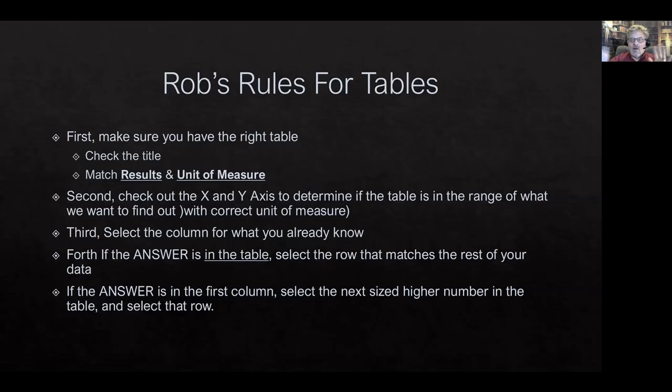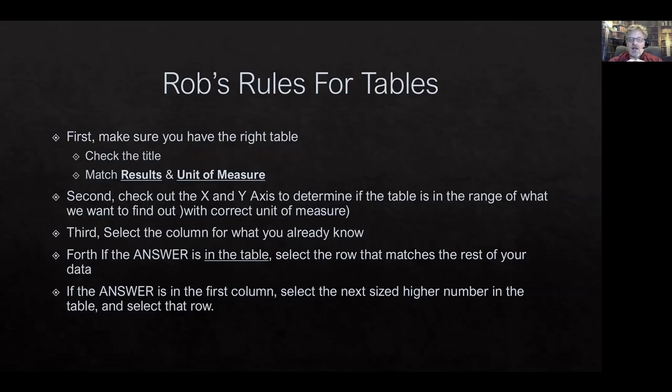The first rule, and probably the single most important rule, is make sure that you have the right table. You're going to carefully check the title, check the results that you want and the unit of measure you want with the variables, the values of the data in that table. So you want to match it up properly. Here in the educational world, we often provide you the table, so we take away that uncertainty. But in the real world, you will run into that as a problem, an area for potential mistakes. So you really want to check that first.